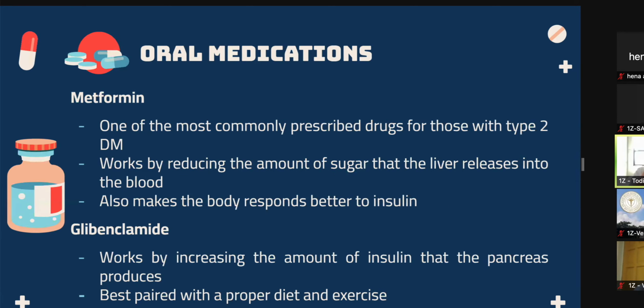And for the oral medications, of course, we have your metformin, which is one of the most commonly prescribed drugs for those with type 2 diabetes. It works by reducing the amount of sugar that the liver releases into the blood. It also makes the body respond better to insulin. Second one is your glibenclamide, which works by increasing the amount of insulin that the pancreas produces and is best paired with a proper diet and exercise.